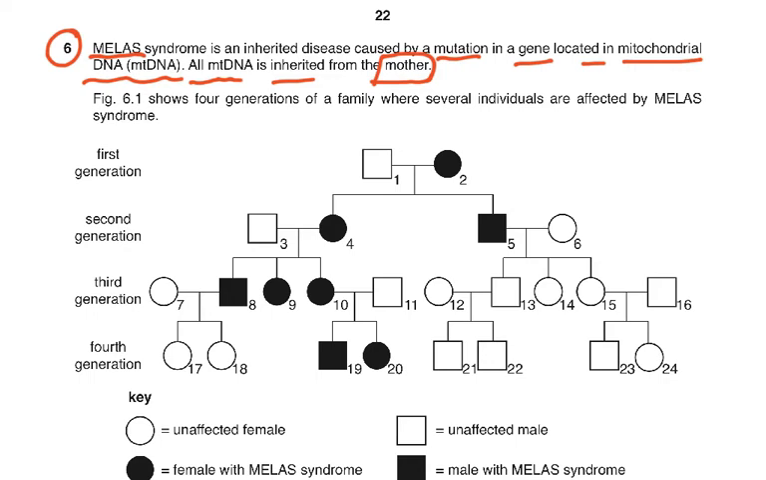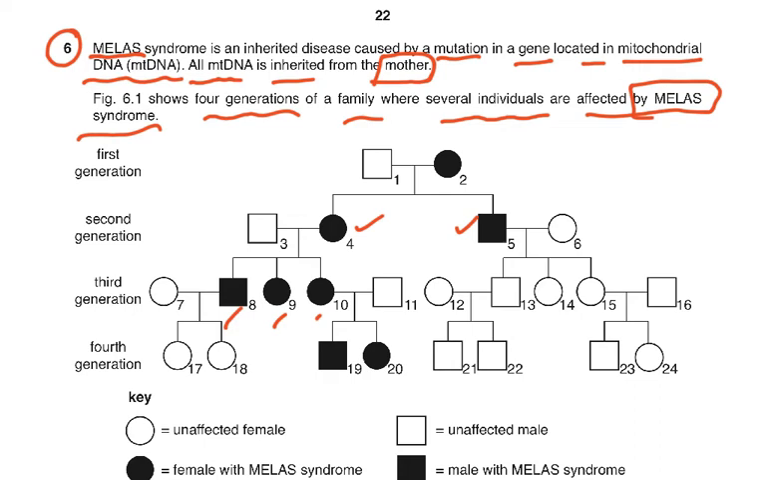Now, figure 6.1 shows four generations of a family where several individuals are affected by this Mila syndrome. In the first generation we had 1 and 2, but then if you look at 1 and 2, 4 and 5 are the offspring, and they both have the disease. And then 4 is the female, and then her son and daughters all have the disease. So 3 and 4 have three kids, 8, 9, and 10. Now 5 and 6 have three kids, but none of them have the disease. Then 10 has the disease, so a female with Mila syndrome, and then 11 doesn't have it, but both the kids have it.